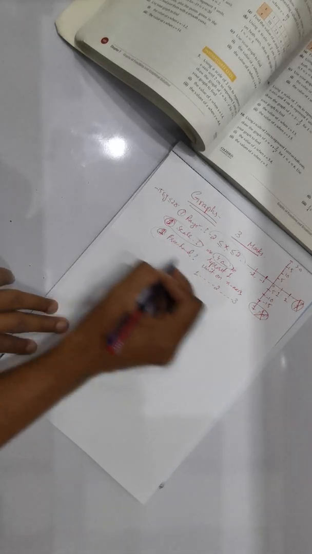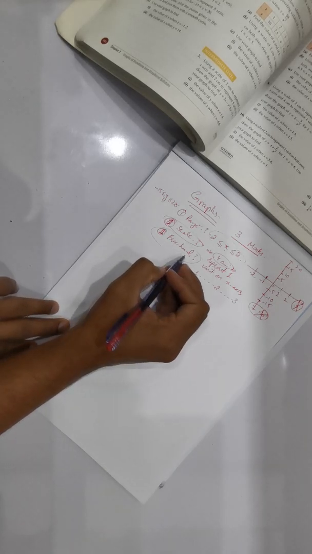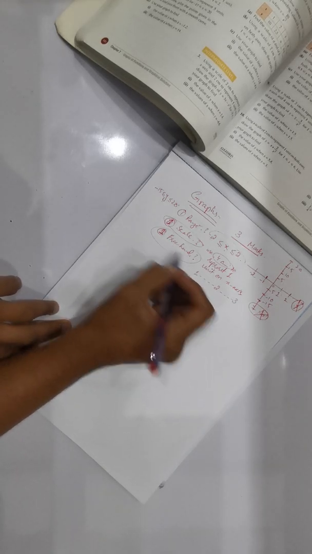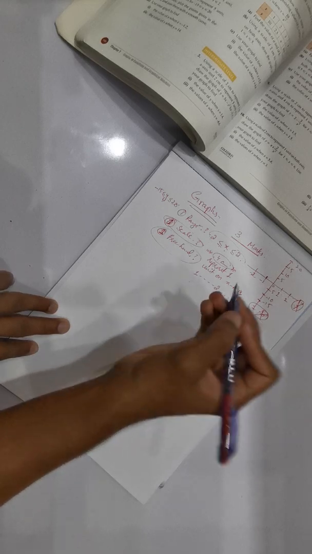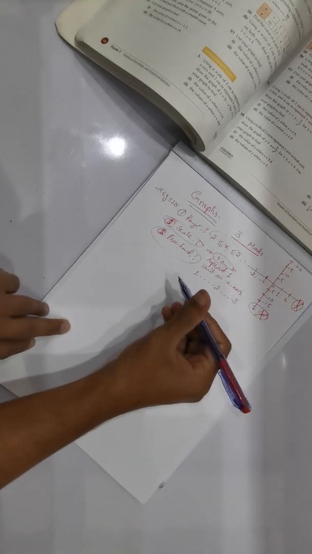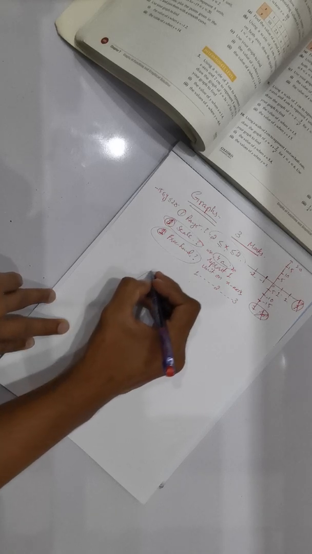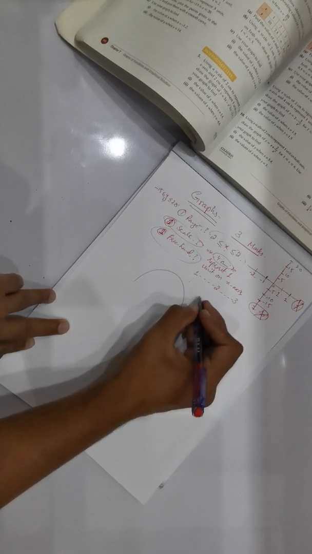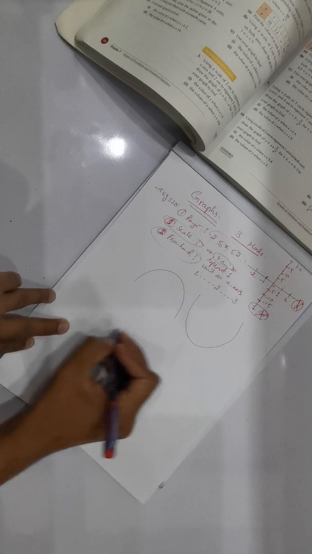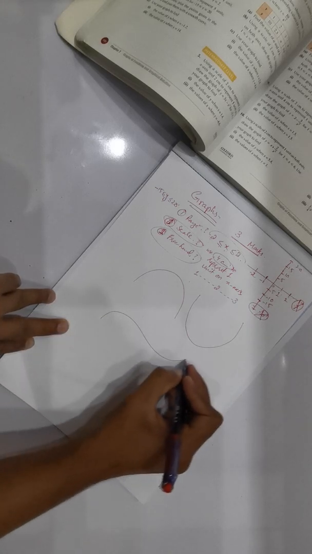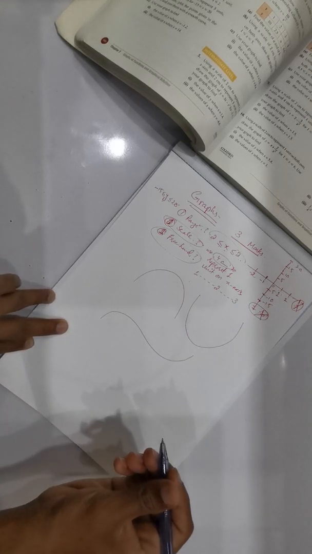And the last thing is freehand. About freehand, I must tell you that whenever you have plotted the graph, you should never ever use a scale while joining the points. You should always use your freehand, like this. You should always use freehand.